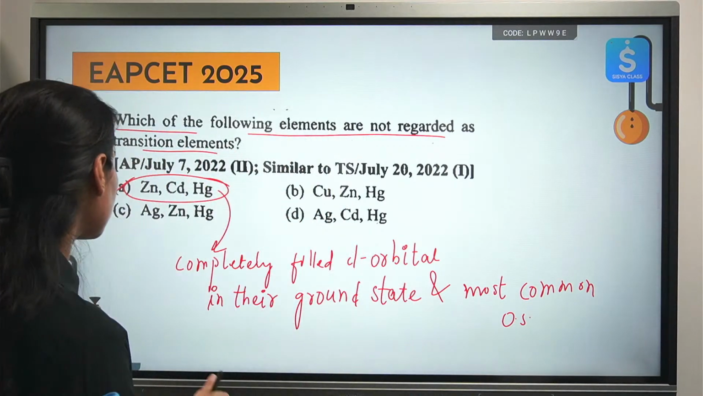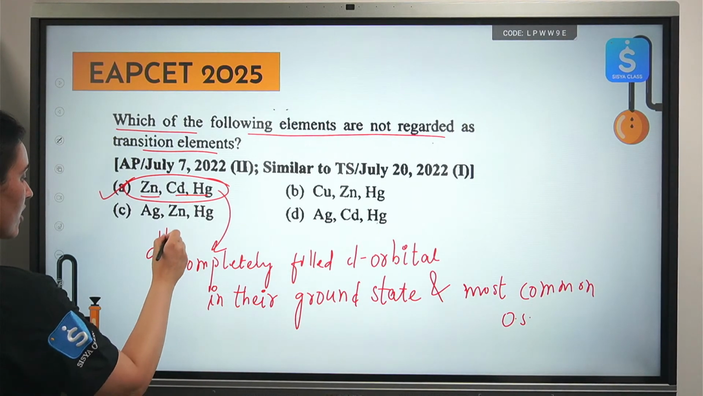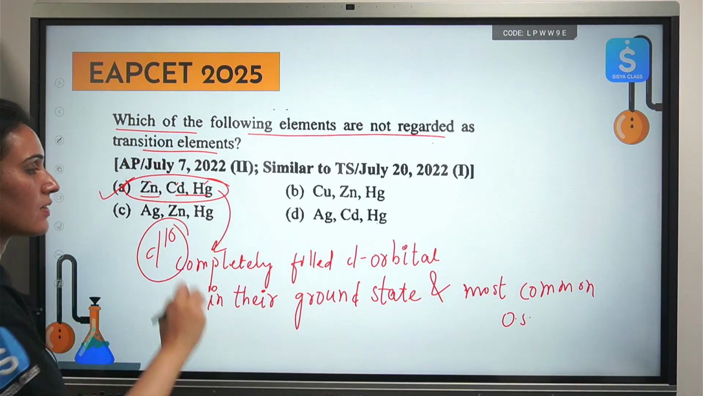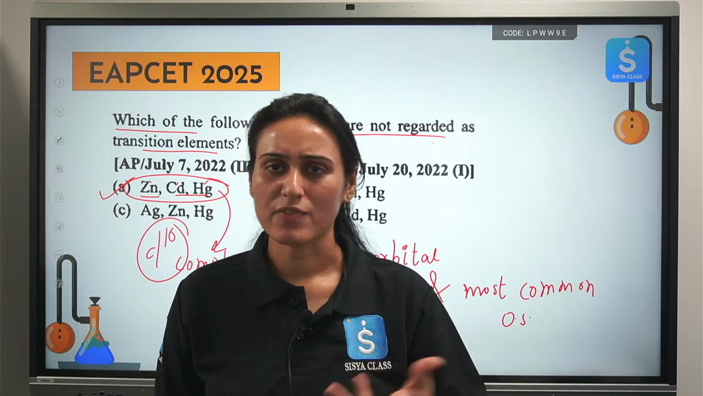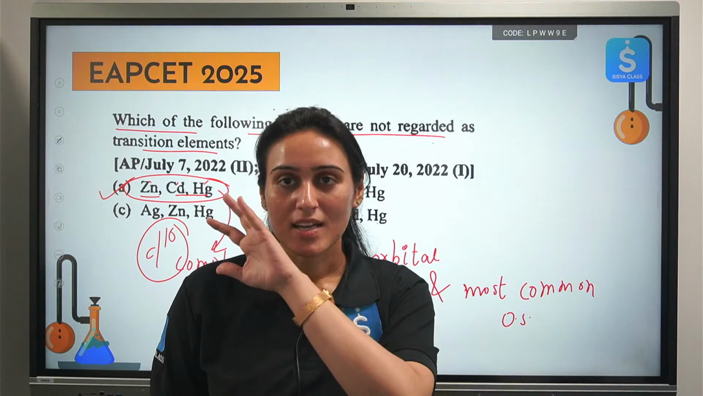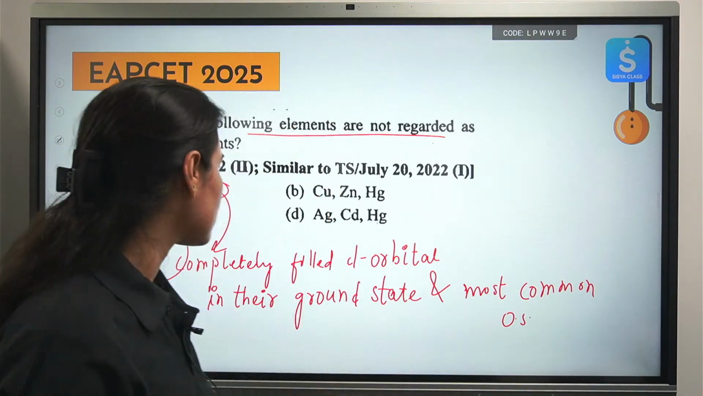So your correct answer here is zinc, cadmium and mercury because of their fulfilled d10 electronic configuration. This one will have 3d10, 4d10, this one will have 5d10 electronic configuration based on the series you are talking about, 3d, 4d or 5d series. Okay, so this also is given in your NCERT direct questions. Okay, let's see the next question.